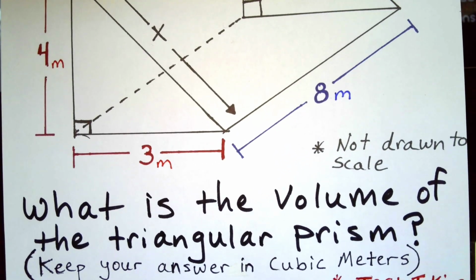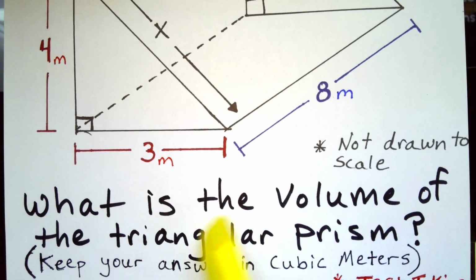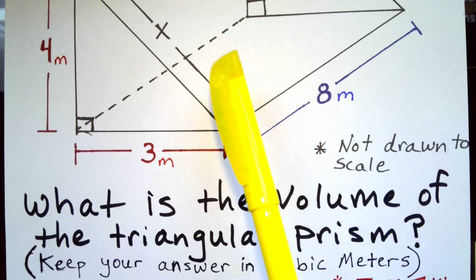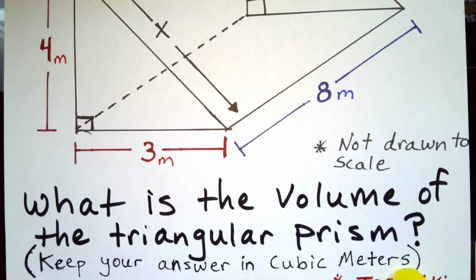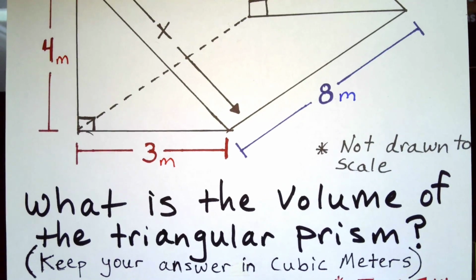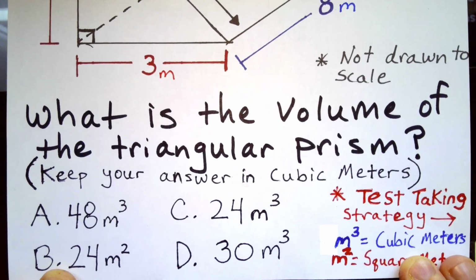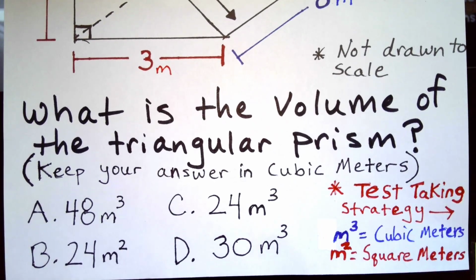So I have a test taking strategy I'd like to go over. The question is, what is the volume of the triangular prism? So we're looking for the volume of the triangular prism shape. Keep your answer in cubic meters. So let me share with you another test taking strategy, and this may help you, if you have to guess, find maybe even the correct answer. You have to keep your answer in cubic meters.